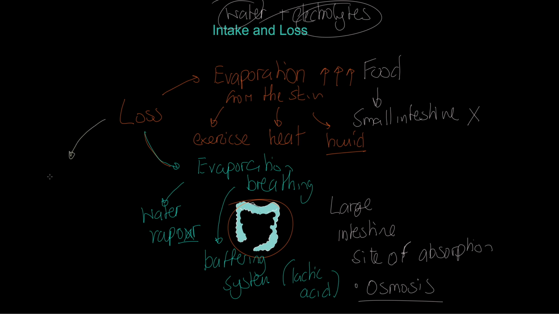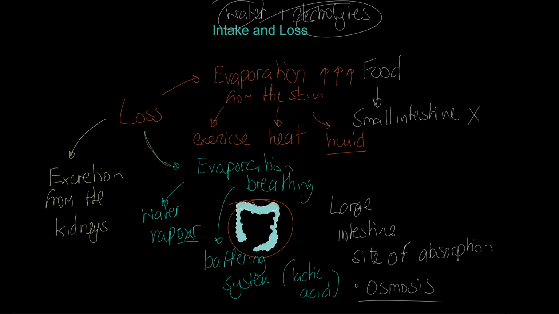We also lose water via excretion, and we are going to think about excretion in two ways. We're going to do a lot more on the first one: excretion from the kidneys, which is going to be in the form of urine. We're not going to look at the actual mechanics of the kidney, but we will be looking at urine control and water control.